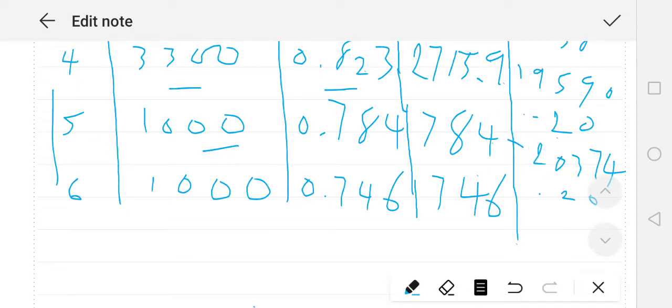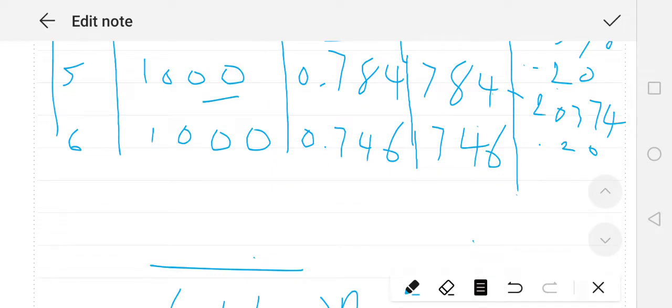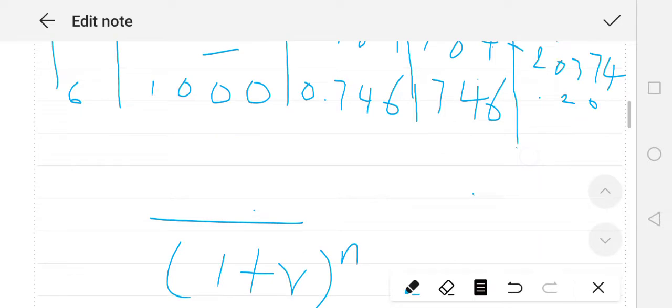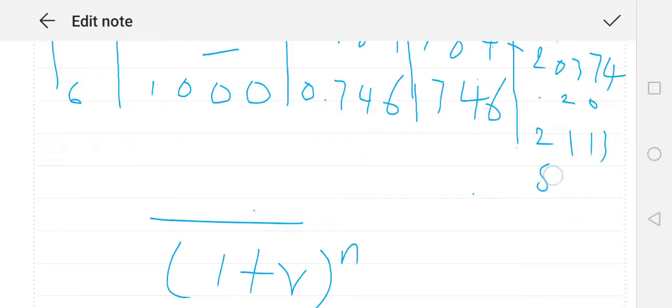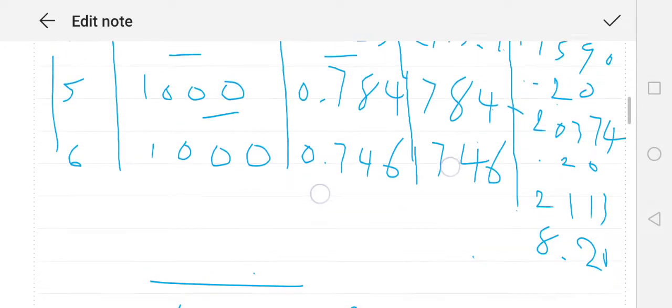Okay, so we go to year 6. Year 6 will be year 5's accumulated figure, which is 20374.2, plus year 6 present value, which is 746. So that will give us 21138.20, that is for year 6.